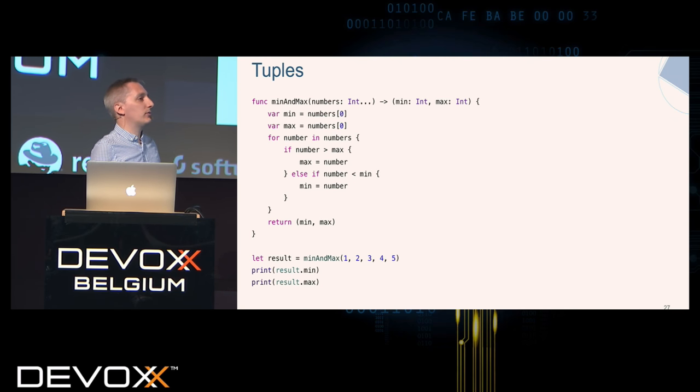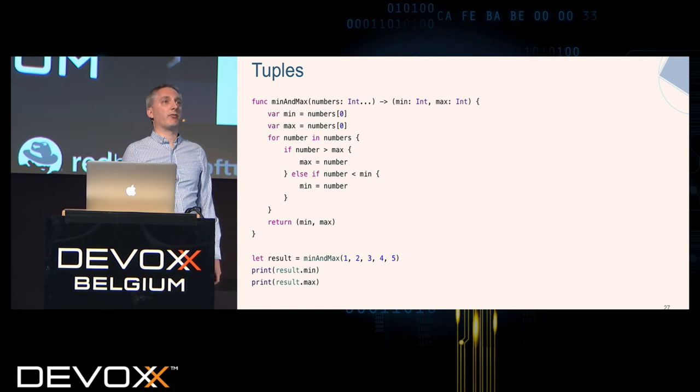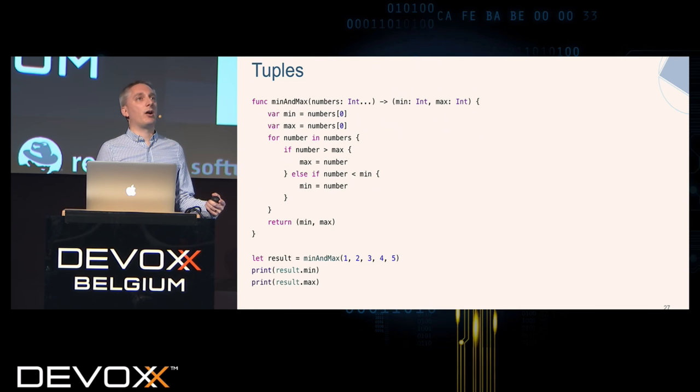I said that Swift has tuples, or tuples, depending on how you want to pronounce them. Tuples are known from Python. This is a way to return more than one thing from a function. So in a language like Java, if you want to return more than one thing from a function, you'd have to wrap it up in some other type, maybe create a class just for that particular purpose. Here you can see that the return type of this function is a tuple of min and max, so I can return two things at the same time, which is kind of nice. And then when I call that, I can fish the result out and print out result.min and result.max. So that's nice and saves you bloating your type hierarchy for something that's quite simple.